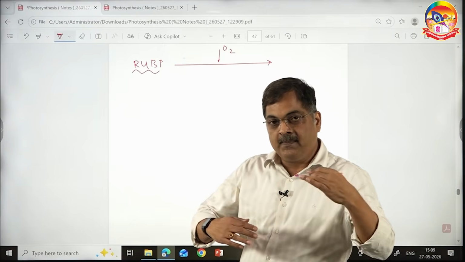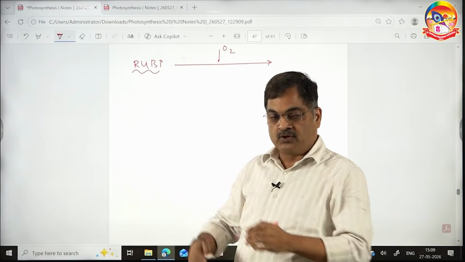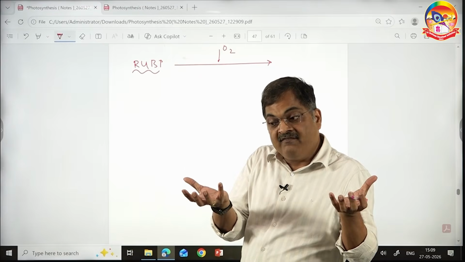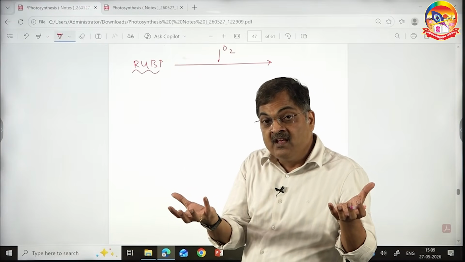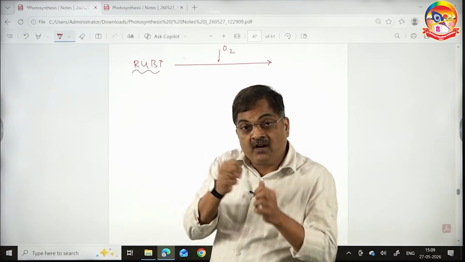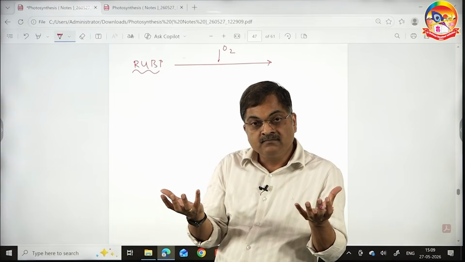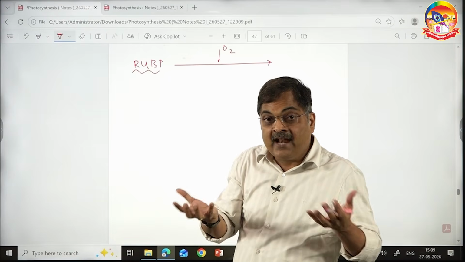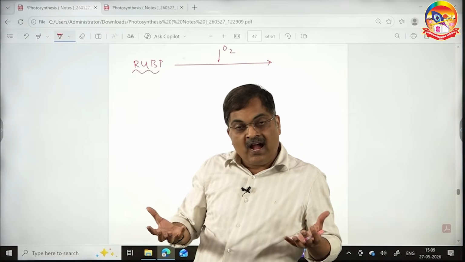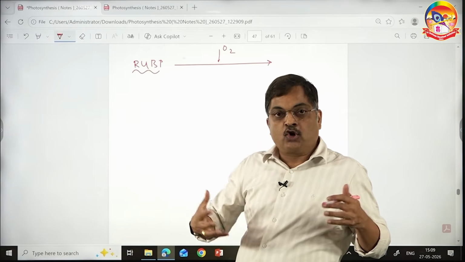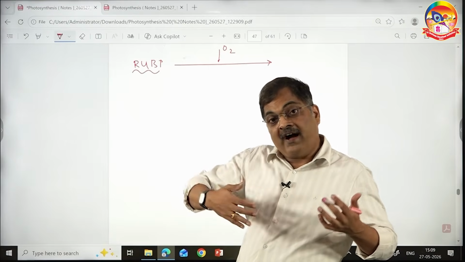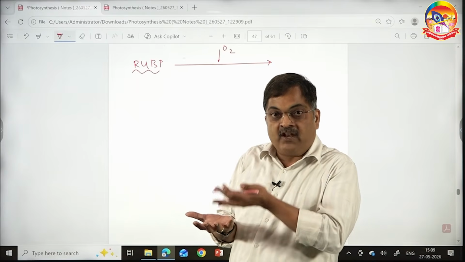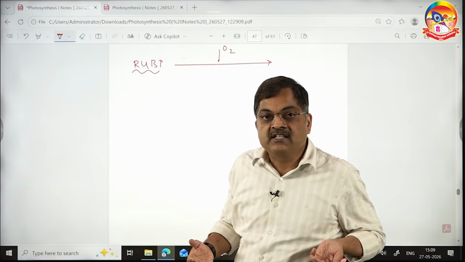Previously RuBP combined with CO2. Enzyme name was Rubisco. Now I'm Rubisco. I have two active sites, one for RuBP, one for either oxygen or CO2. When oxygen concentration is more, oxygen will run and bind this place and competitively inhibit the binding of CO2. So therefore, I can say high amount of oxygen acts as a competitive inhibitor of RuBP carboxylase activity, because carboxylase activity cannot occur when oxygen binds here. Oxygenase activity is seen. That's it.